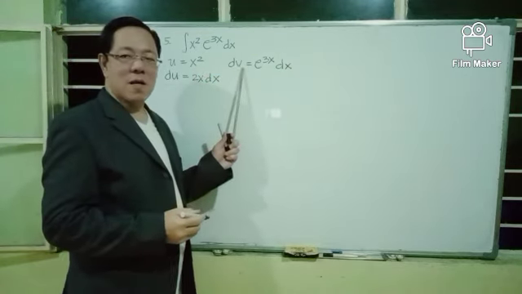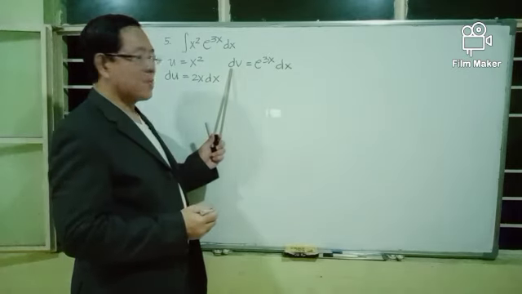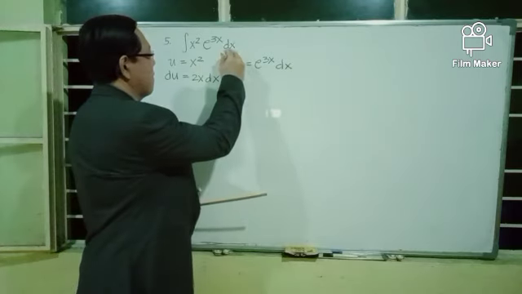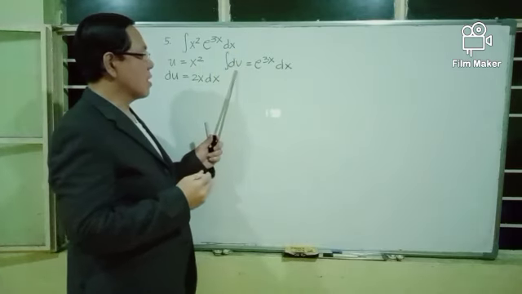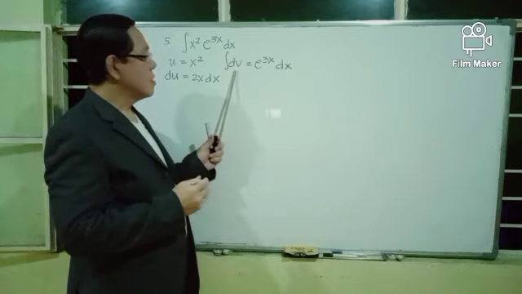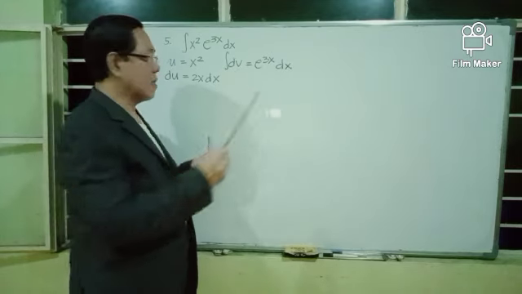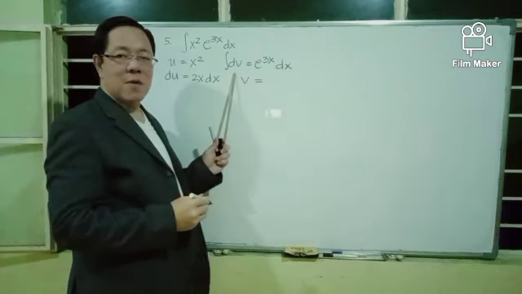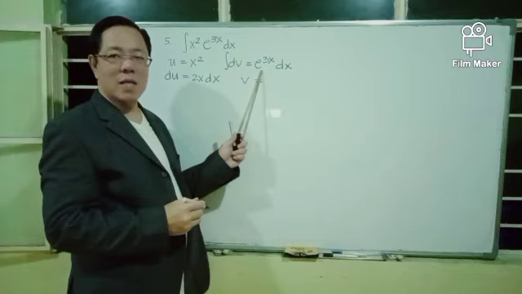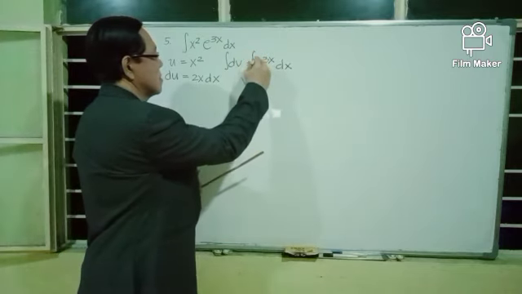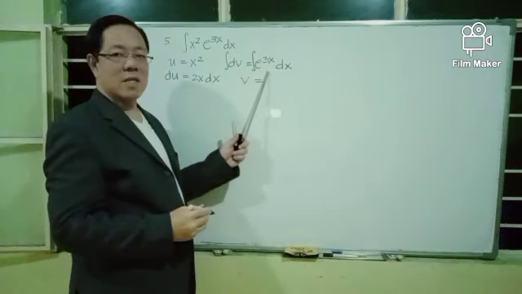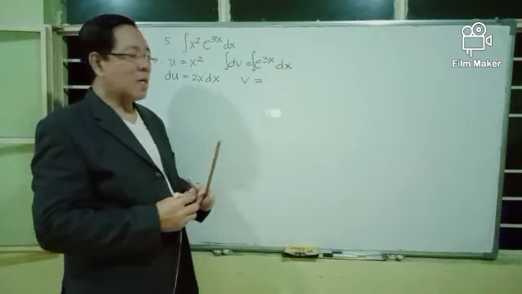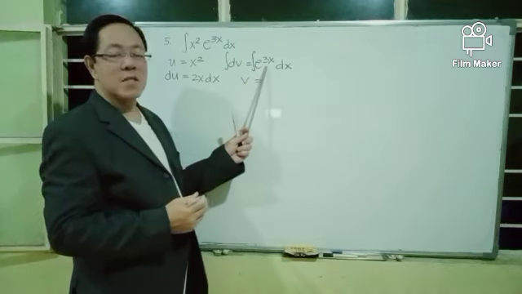For this equation, we integrate both sides, the left-hand side with respect to v. The integral of dv is v. Since we integrated the left-hand side, we also integrate the right-hand side. But we integrate the right-hand side with respect to x. But the exponent of e is not simply x.